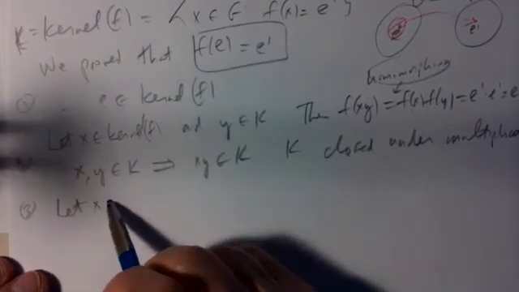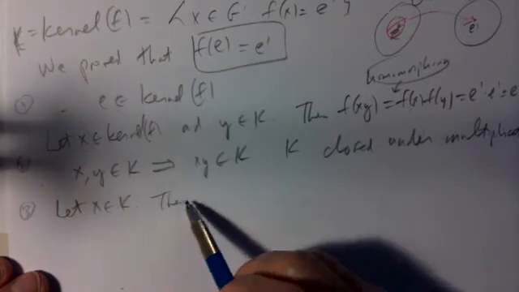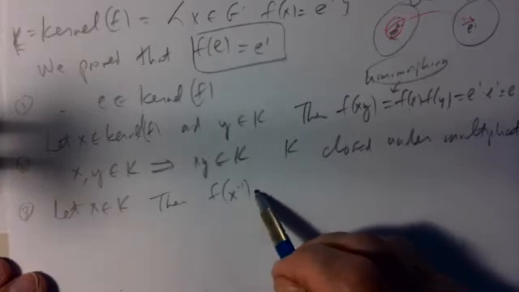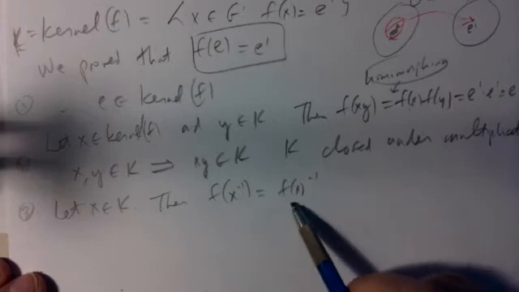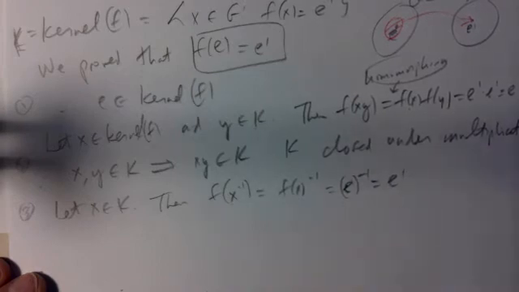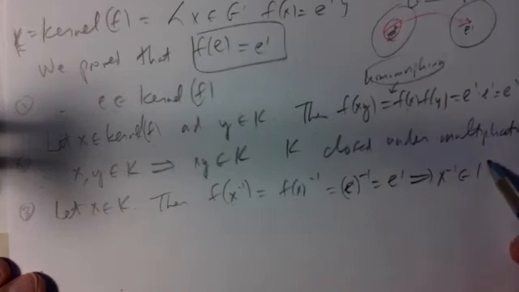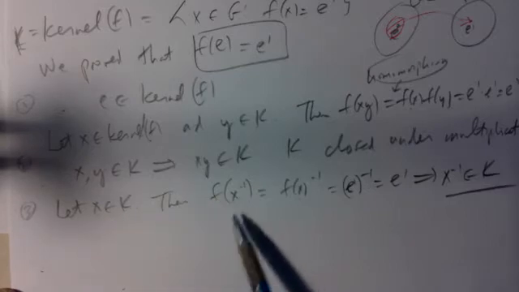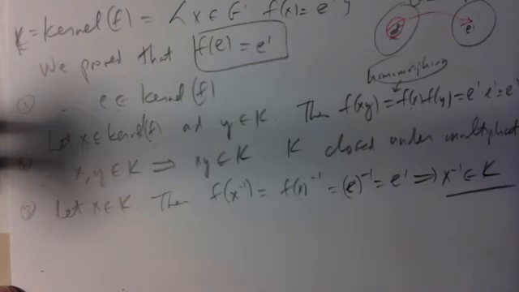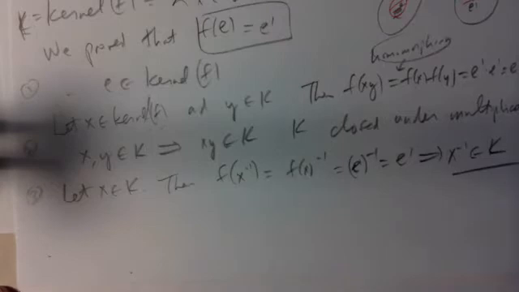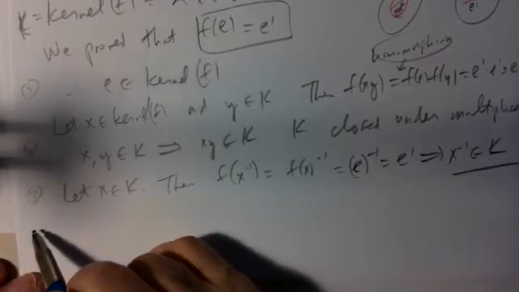So let x be in the kernel. Then if you take f of x inverse, we proved that f of x inverse is the inverse of f of x. But f of x is the identity. And the inverse of the identity is the identity. So x inverse is in the kernel. So this kernel K contains the inverse of each of its elements. So 1, 2, and 3 means that K is a subgroup. Okay. Any questions about that?